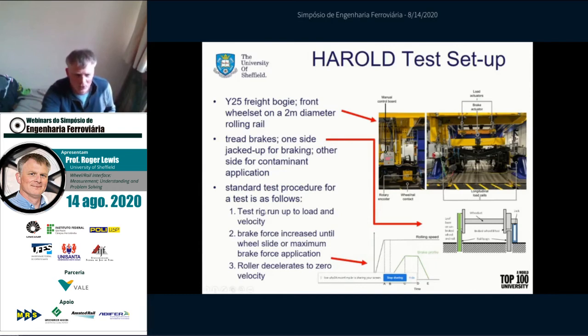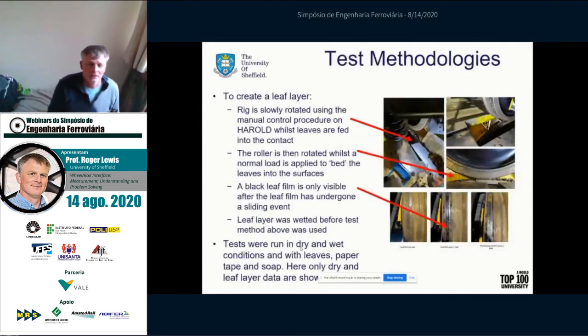So our standard approach was to run, once we've generated the leaf layer at low speed, we'd run the rig up to rolling speed, and then we'd apply a brake force until there was wheel slide, and there was a rudimentary wheel slide protection device built in to protect the system, or until the maximum brake force was applied. And once that was reached, then the roller was decelerated to 0 velocity. And in that braking event, we were able to capture data that could give us a creep curve.